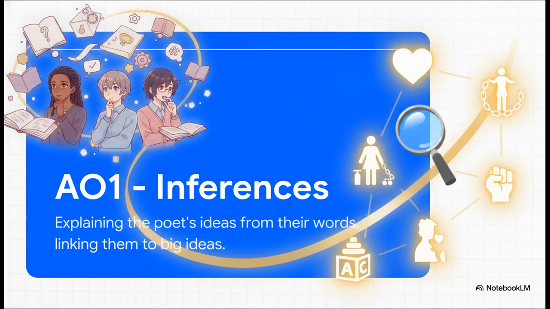But here's the secret to hitting those top marks in AO1. You actually need to step outside the text. You've got to link the specific details in the poem to big ideas about the human experience. Are they talking about universal truths, things like love, loss, innocence, or maybe anger? Connecting the poem to the broader human condition is exactly how you show the examiner that you have genuine, deep understanding.